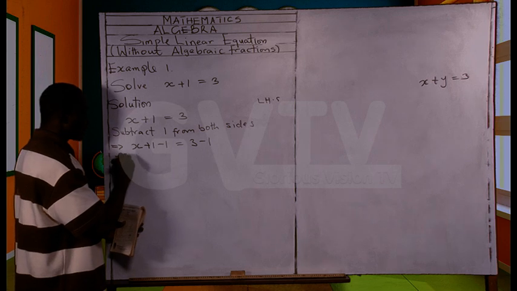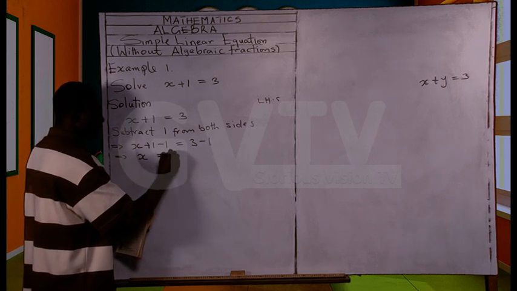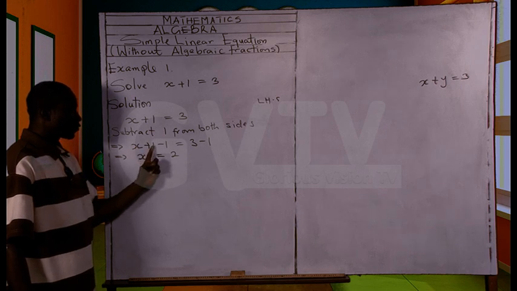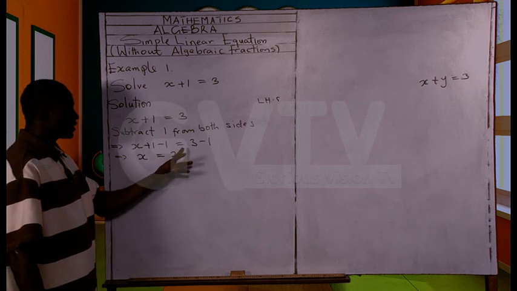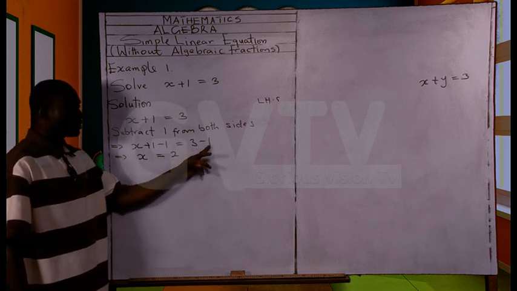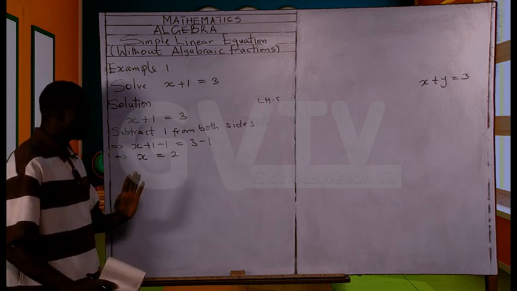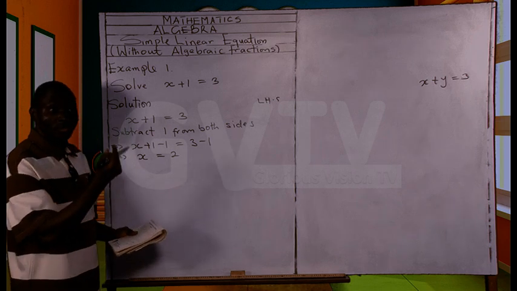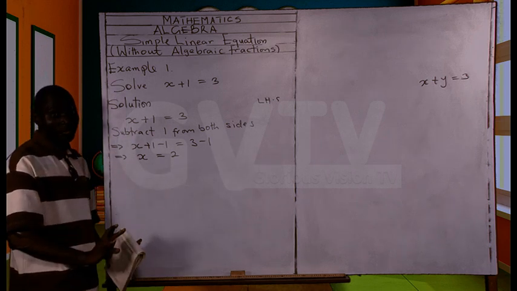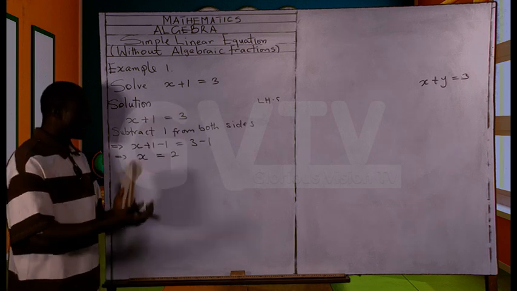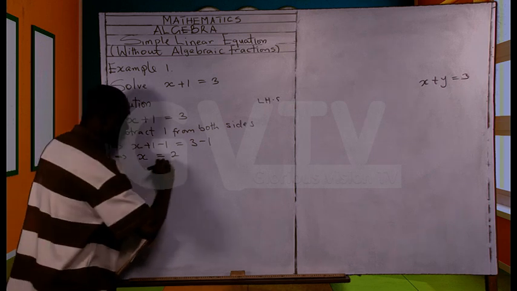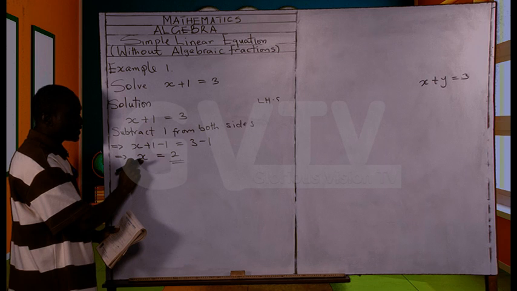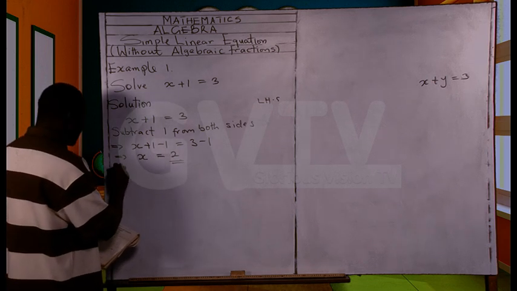This gives us x equals 2. Here, plus 1 minus 1 gives 0. On the other side of the equal sign, 3 minus 1 gives us 2. So therefore the value of x, which was unknown, because the value of x is already known now, is 2. So we have solved this equation by having x to be 2. That is that.